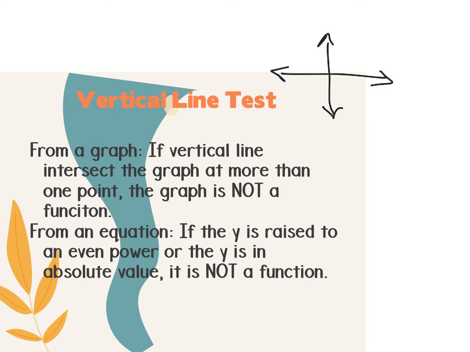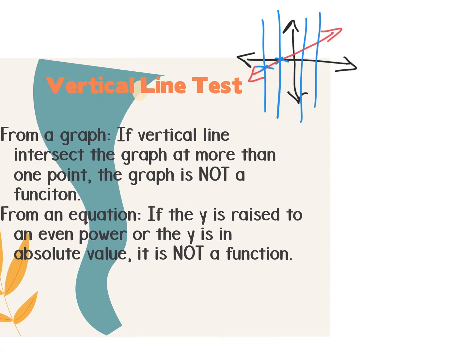Now, I'm trying to make it fail. So if I were to draw a diagonal line here, and let's say this is the graph, then what I need to do is start drawing vertical lines down. And if I can find a spot where it's going to touch it more than one time, then it's not a function. So this red line is a function. So all linear graphs are functions.